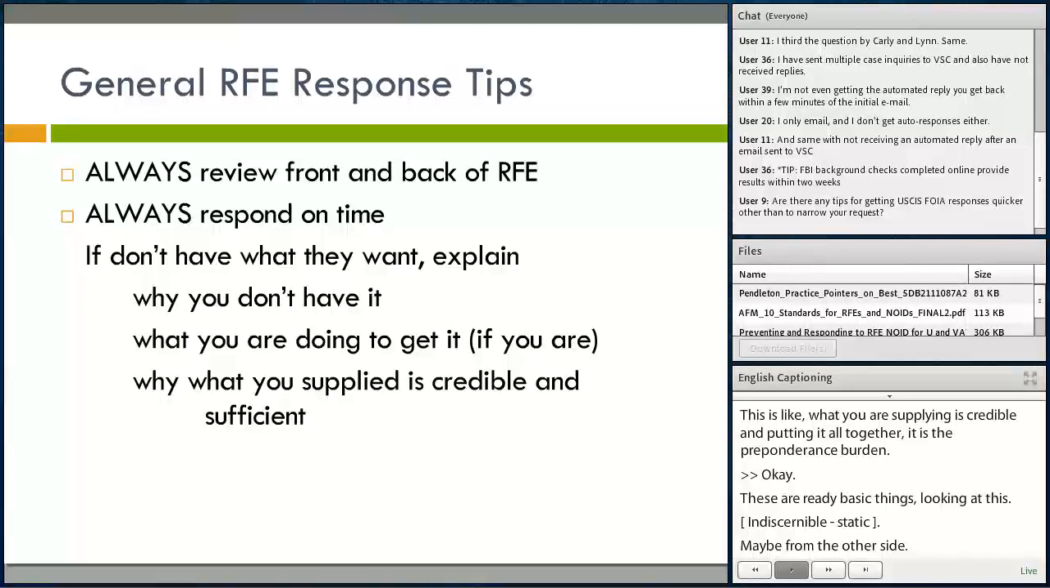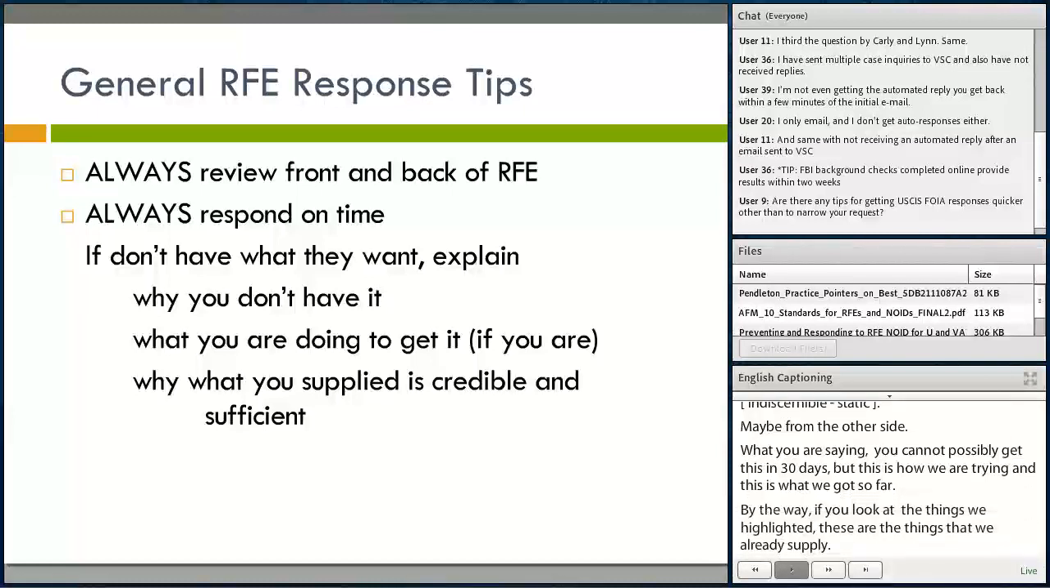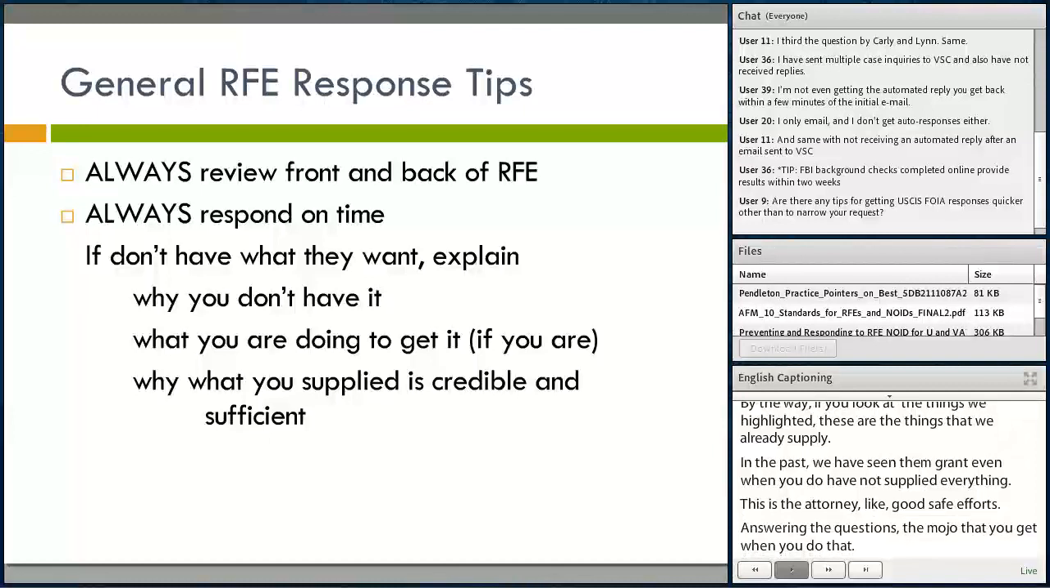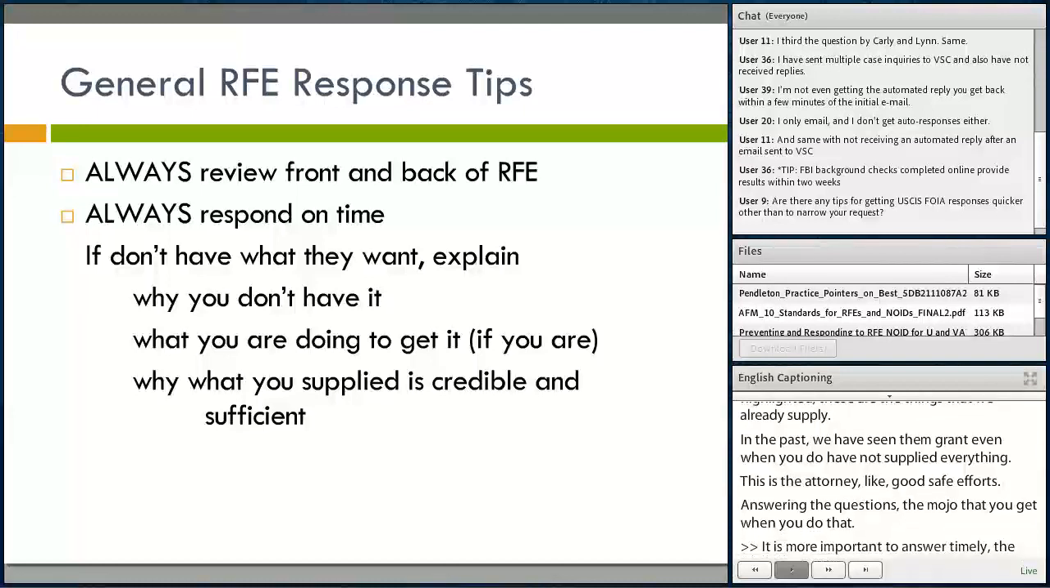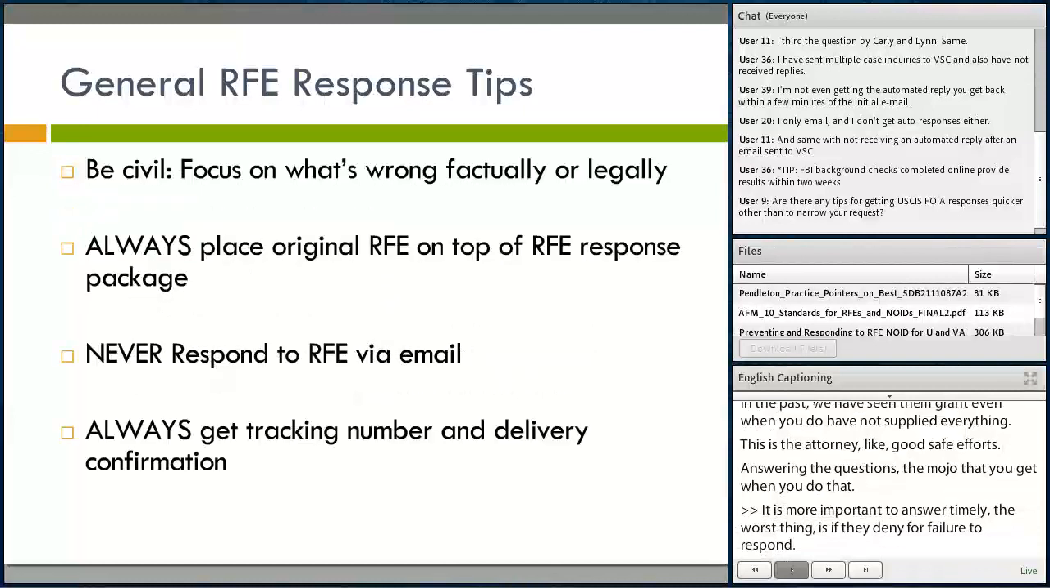And by the way, if you look at the things we highlight in the attached index to documents here, what we already supplied, in the past at least, we've seen them grant, even when you haven't supplied everything. I think there's a bit of the attorney-client good faith effort to answer their questions mojo that you get when you do that. But it's more important to answer timely than to have everything that they want. Because the worst thing is if they deny for failure to respond timely. Frankly, that's much harder to fix than if they were wrong on a substantive issue.